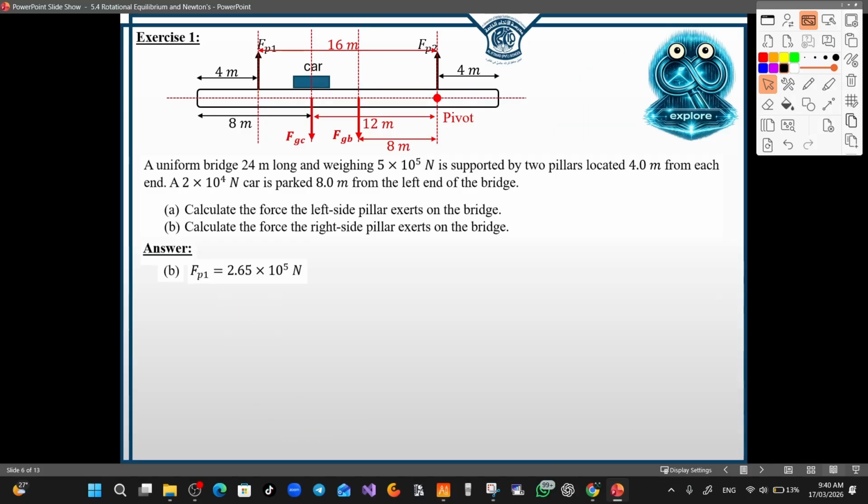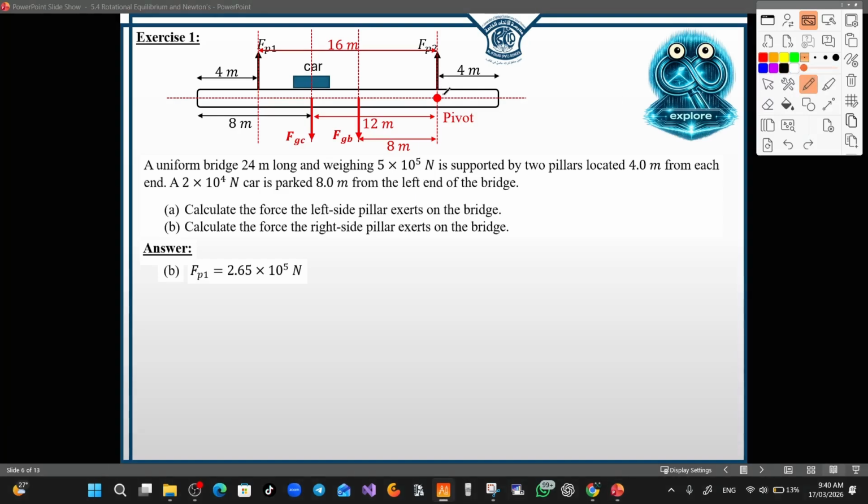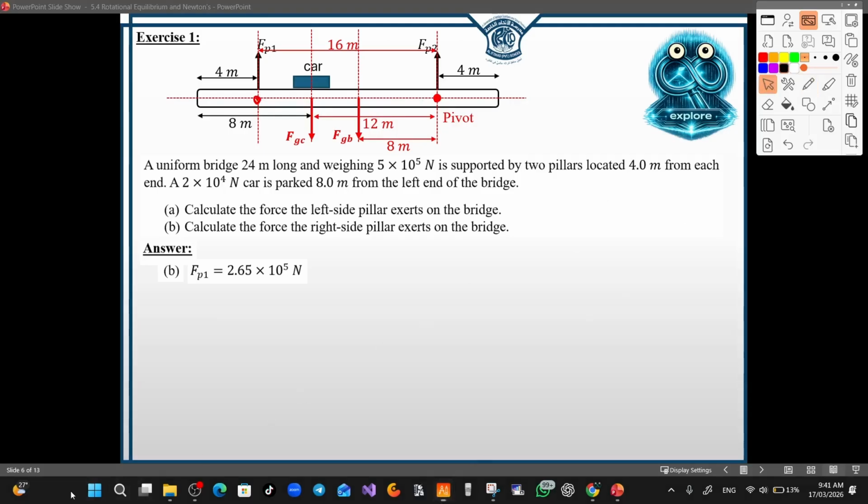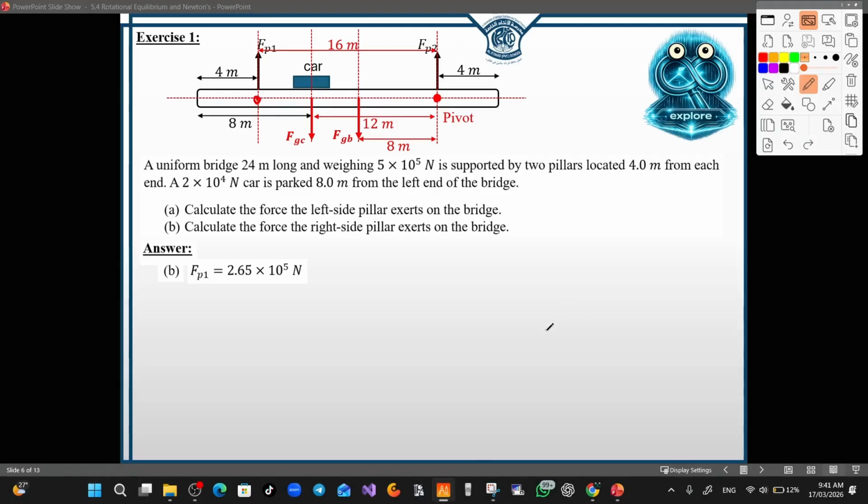Now calculate the force the right side pillar exerts on the bridge. Here we're going to repeat the same procedure, but this time we're going to change the place of the pivot from FP2 and move it to FP1, so pillar 1 will disappear from our equation. So now the pivot will be moved to here.